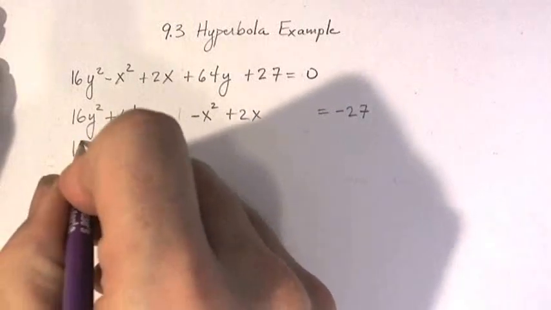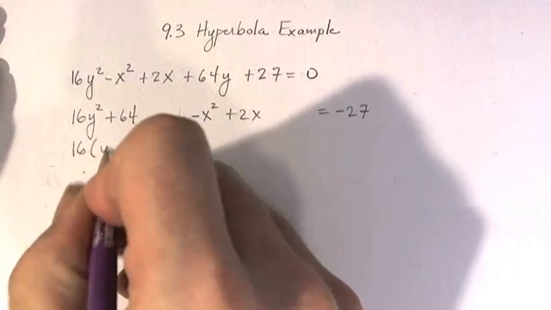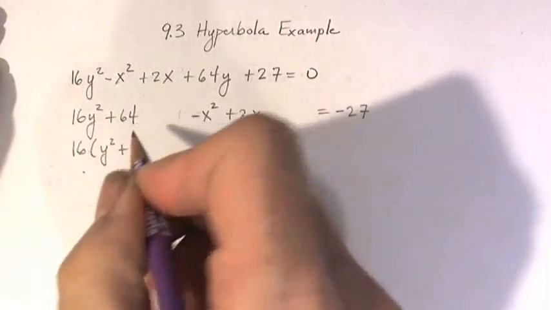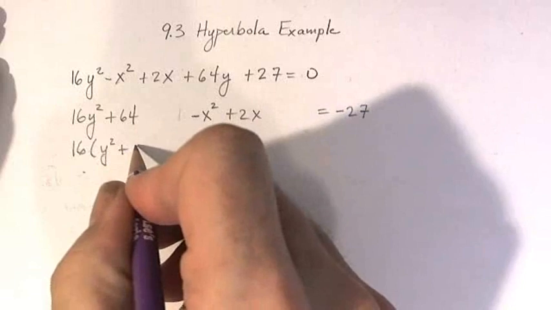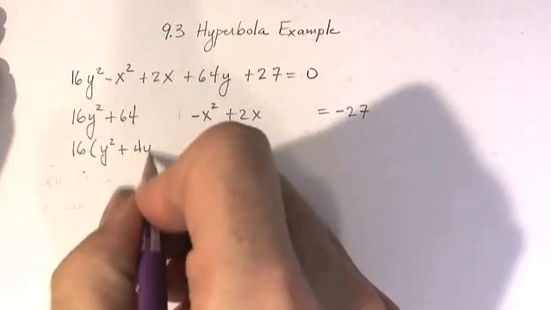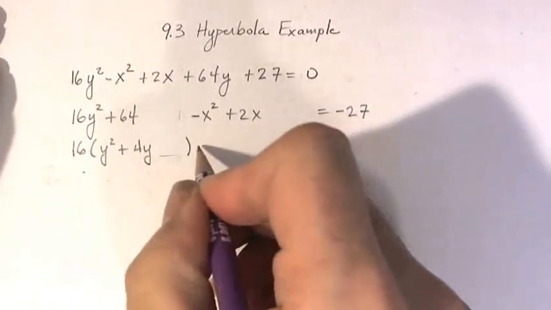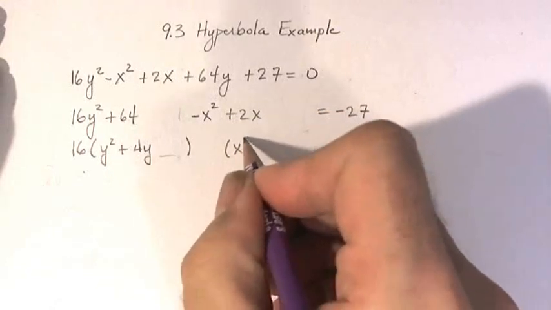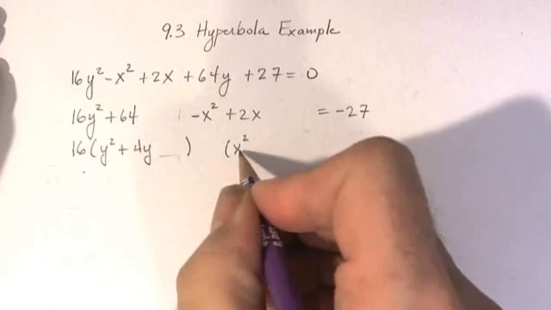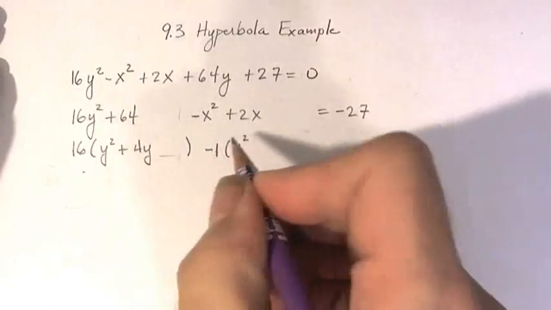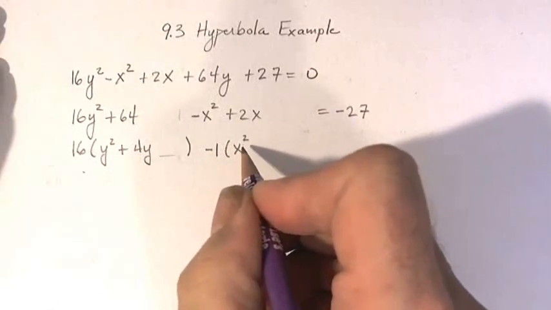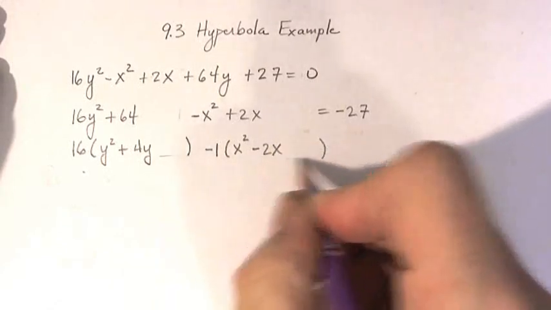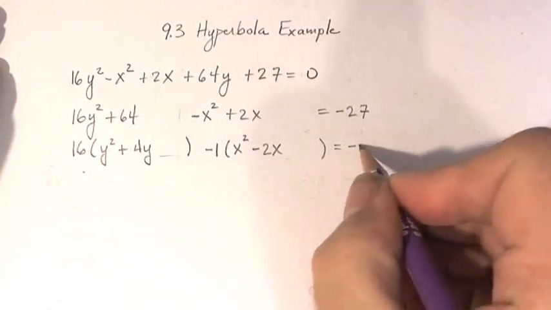Before you complete the square, you need to factor out any coefficient from the y squared. 16 goes into 64 4 times. Leave space to complete the square. And even this term, you want to completely factor everything away, including the minus 1. You want it to be a bare x squared. So this will leave minus 2x, leaving room to complete the square.